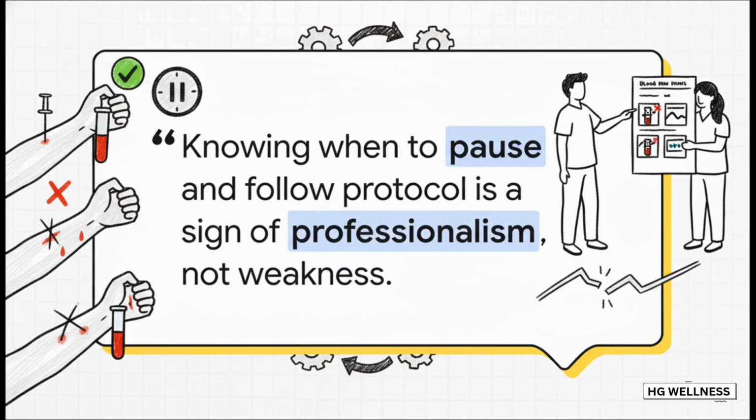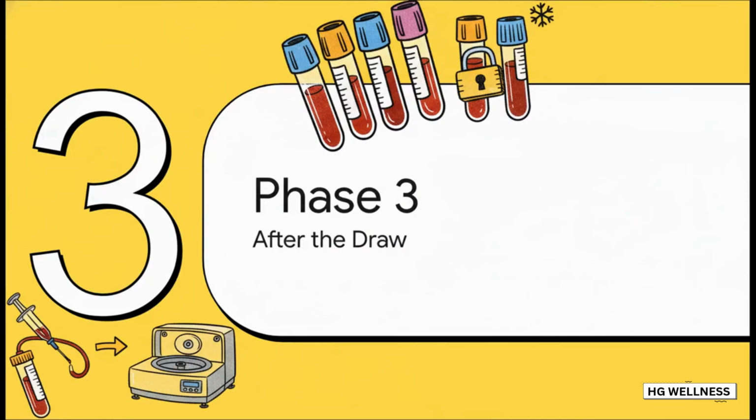Poking a patient over and over again increases their discomfort and risk of injury, and it also degrades the quality of any sample you might get. Knowing when to stop and ask for help is a sign of strength. Okay, the sample has been collected, but you are not done yet, not even close. Now we enter our final critical stage, phase 3 after the draw, where we have to preserve the sample's integrity.